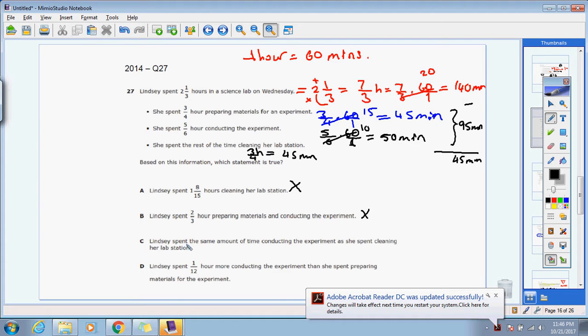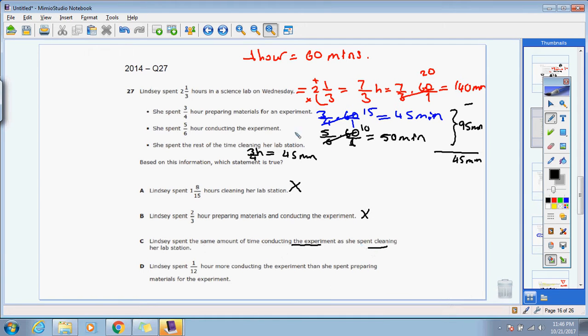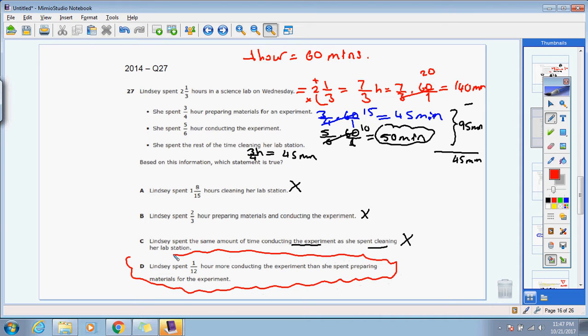Lindsay spent the same amount of time conducting the experiment as she spent cleaning her lab station. For conducting the experiment, she spent 50 minutes, and for cleaning the lab, she spent 45 minutes. So barely we are left with the last option, but let's confirm. Lindsay spent 1 out of 12 hours more conducting the experiment than she spent preparing materials for the experiment.